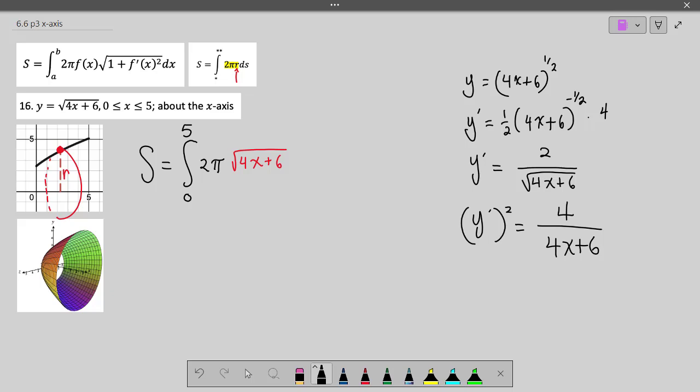It simplifies more. Let's simplify it as far as we can. So we can divide a 2 out of everything. So that will be our simplified y prime squared. So here we go. So ds, and we're now replacing ds with the square root of 1 plus the derivative squared.